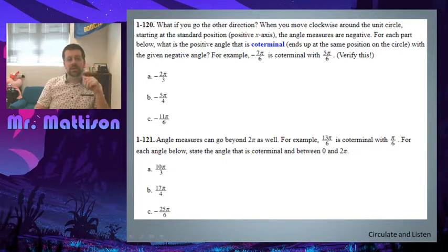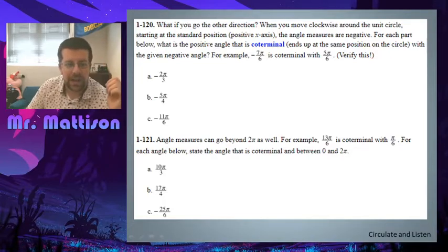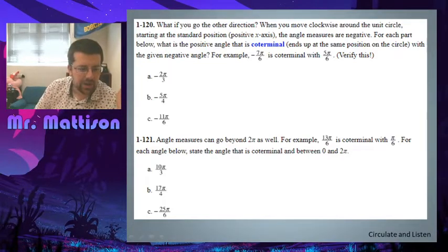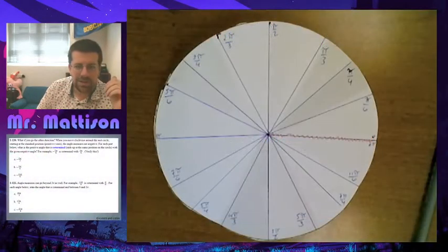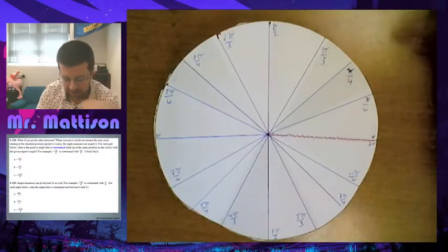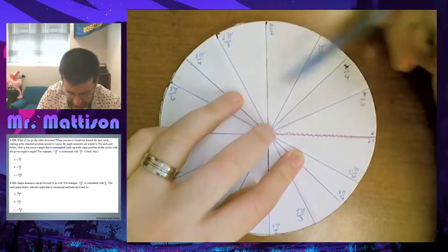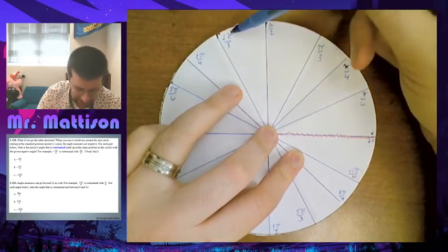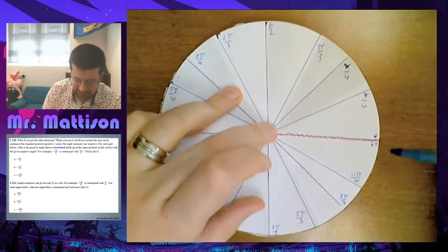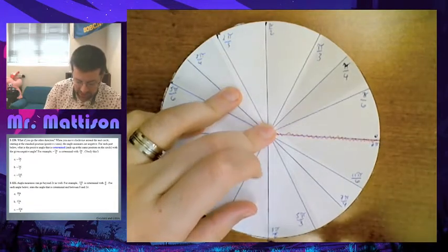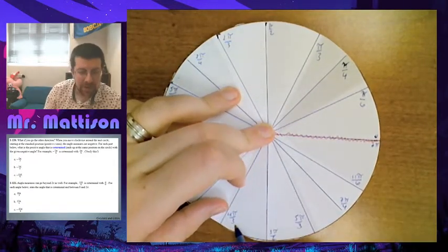All right, so let's take a look at the first ones here on 120. So we're going to be trying to find ones that match up with negative 2 pi over 3. So 2 pi over 3 is this distance here, so it's a quarter, and then that extra sixth. So going in the negative direction, it's a quarter, and then an extra sixth, so it's going to be 4 pi over 3 as its coterminal angle.